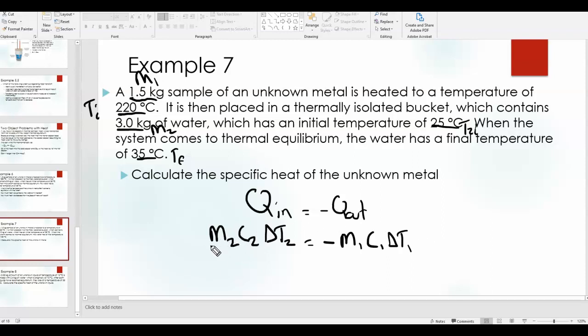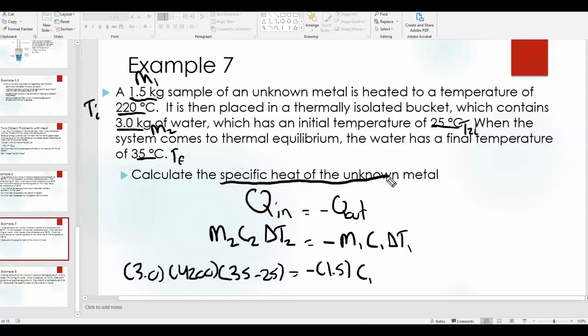So when I go to plug in values, I have mass 2, that is 3. C2 is 4,200. Again, normally we would have a chart telling us that, but it is 4,200. T final minus T initial equals negative mass 1, which is 1.5, times C1, which is my unknown because I'm asked what is the specific heat of the unknown metal, times delta T of the metal. And so the final temperature is 35 minus the initial temperature, which is 220.